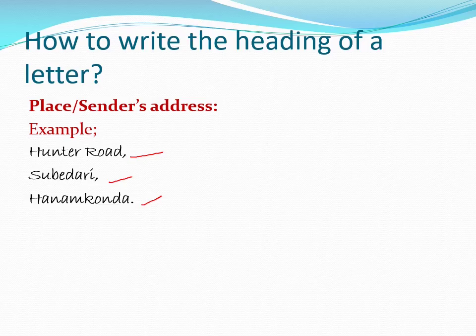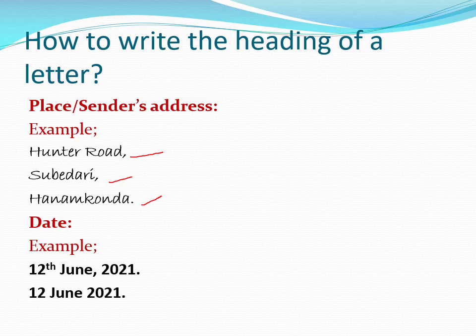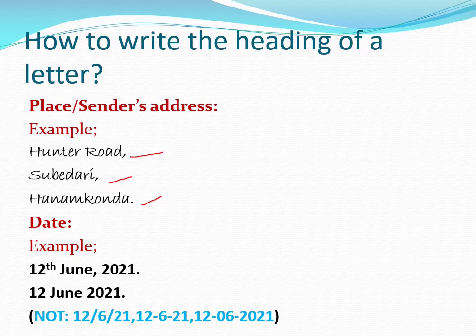Next, the date. How to write the date? Observe, friends: 12th June 2021, full stop, or you can write 12 June 2021. Write the date in this prescribed format only, but don't write like this: 12/6/21, 12-6-21, etc. So write the heading of a letter in this way only.